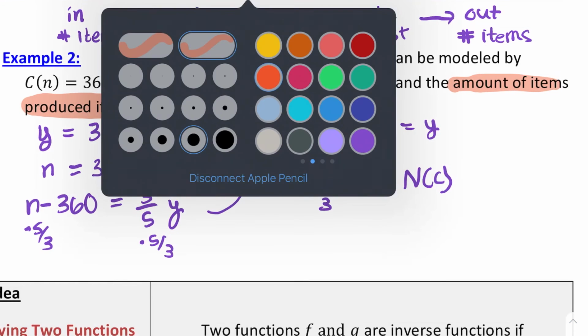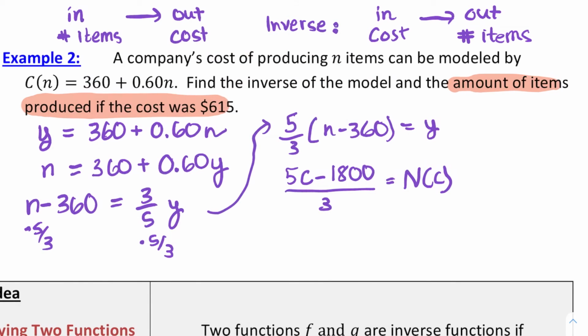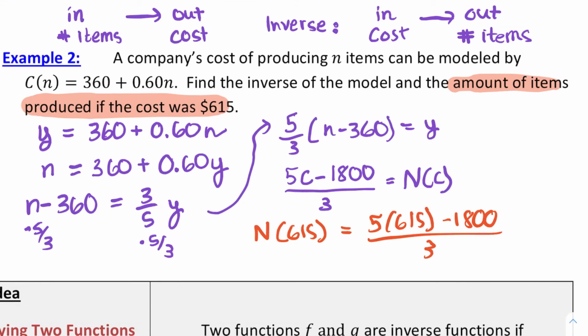Okay, now I'm going to find the amount of items produced if my cost was $615. So I can use my inverse function, plug in 615 for c, my cost, and then get out the number of items that it costs that much to make. So if you do that, you end up with 425 items. So this would be useful to have an inverse if we were going to do this calculation over and over again for different production costs.